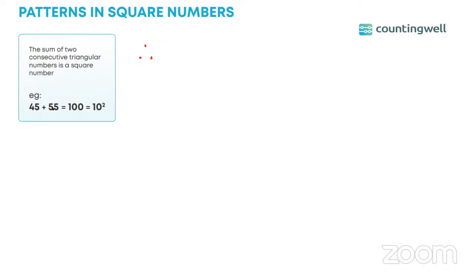So if you take the sum of two consecutive triangular numbers, you will get a square number. So here we have 45 plus 55 equals 100, which is equal to 10 square. That's why a square number like 10 square can be written as the sum of two consecutive triangular numbers, that is 45 and 55.